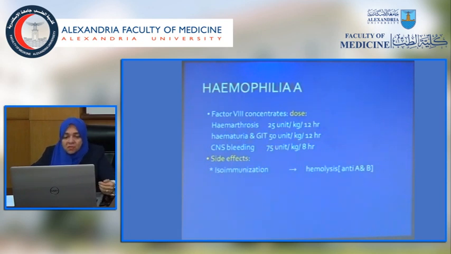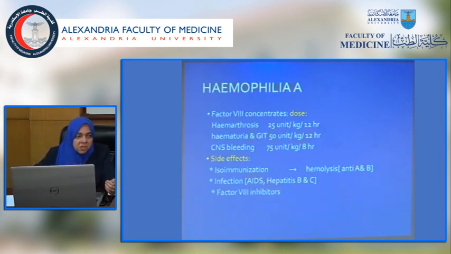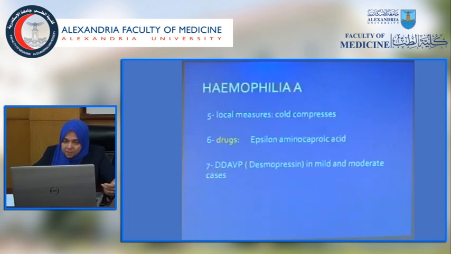The side effects of providing this blood product to the child will be isoimmunization with hemolysis due to anti-A and anti-B antibodies, infection, AIDS, hepatitis B and C, and the most challenging part is the development of factor VIII inhibitors. Factor VIII inhibitors are a consequence of treatment, and the patient will develop inhibitory immunoglobulin G antibodies to factor VIII, which are called inhibitors.